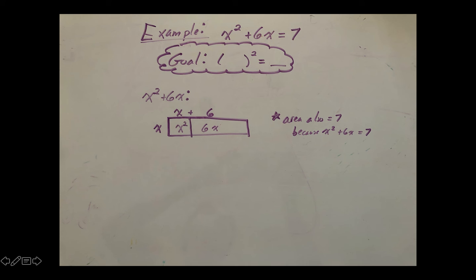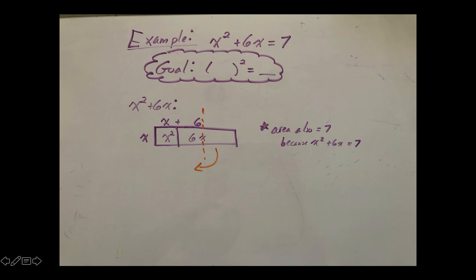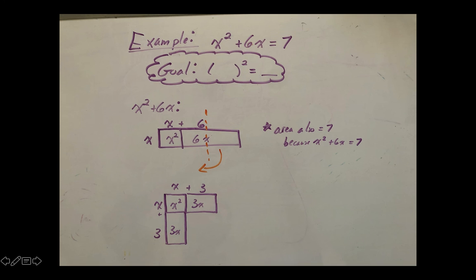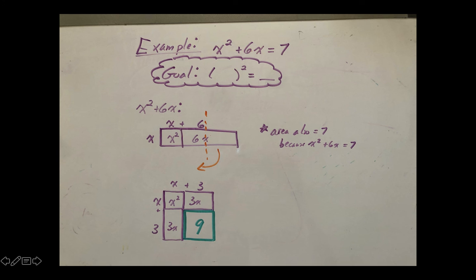But we do know that squares have all the sides the same length. So what we're going to do is we're going to take that 6x chunk, cut it in half, and swing half of it down to the other side so that we've got two sides that are the same length. So then we've got x squared plus 3x plus 3x in this weird L shape. And we've got sides of length x plus 3 and x plus 3, but there's a piece missing. So what we're going to do is we're literally just going to fill in that missing piece to complete the square. And that missing piece has an area of 9 because 3 times 3 is 9.